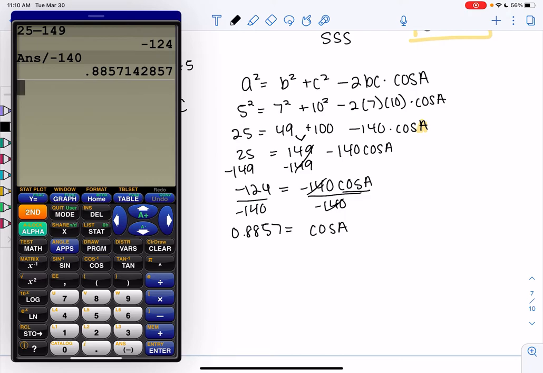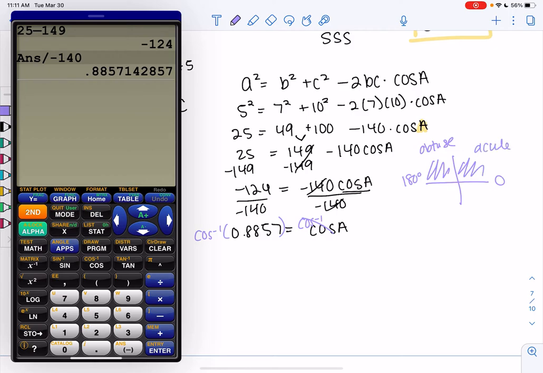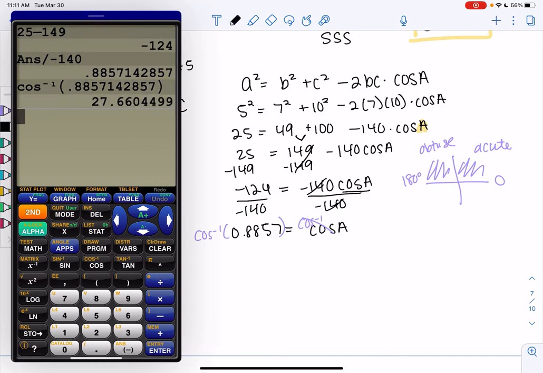And then since we have cosine, we need to do cosine inverse to solve, to get rid of the cosine. So cosine inverse will solve for the angle. And again, we don't have to worry about acute or obtuse because the range of cosine inverse is 0 to 180. So that'll find obtuse or acute angles. So we don't have to worry about that weird case. So we can do cosine inverse. And if you have a calculator like mine, you can click on it or use second ANS. That way we can use all the decimal places. It's more accurate. So A is 27.66 degrees.